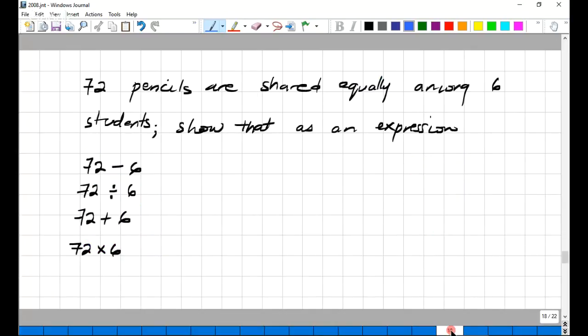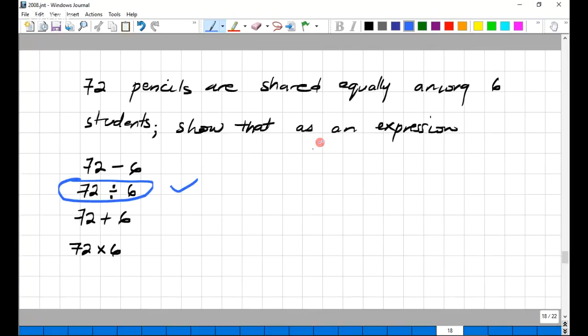Let's see. Shade, back to you. Are you there? Read this problem for me. 72 pencils are shared equally among 6 students. Show that as an expression. So which one of these would show that situation? 72 divided by 6. All right, because we're using the word share, so we'd use this one. Any issues with that?